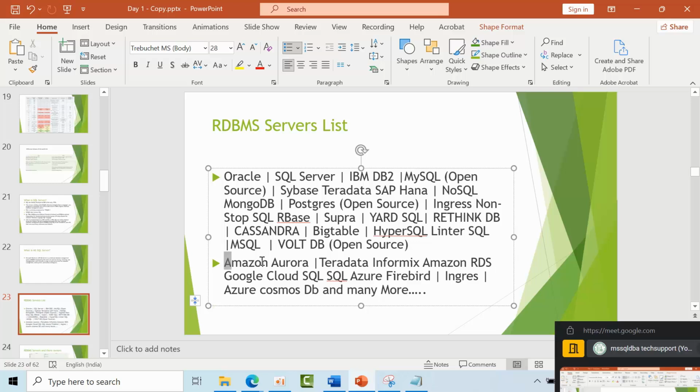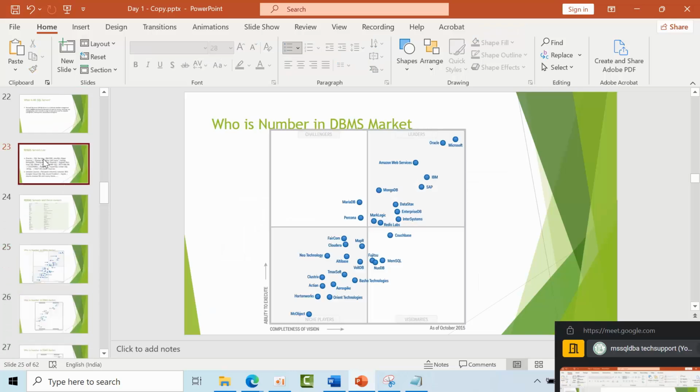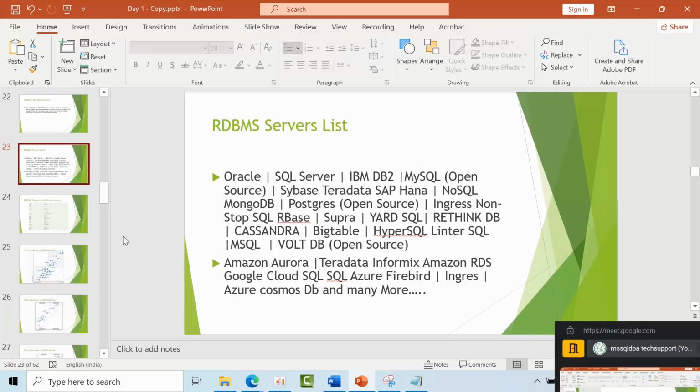Amazon Aurora and others are cloud software. The list is never ending, sir. I believe more than 30 to 35 RDBMS products exist in the market. But still, why are we learning a Microsoft product only? There are some advantages in learning that. First of all, it is easy to learn, and it is very rich in graphical user interface.